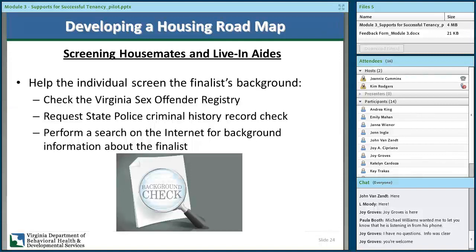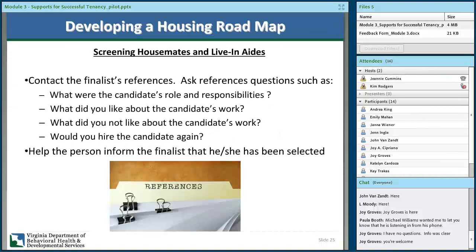There's a processing fee. So see the FAQ for Module 3 to get links to the registry and the Virginia State Police criminal record check. Finally, screening includes performing a search on the internet to see if there's any background information about him or her that might raise red flags. Now remember, not everything on the internet is accurate, so look for patterns of similar information across different sources.